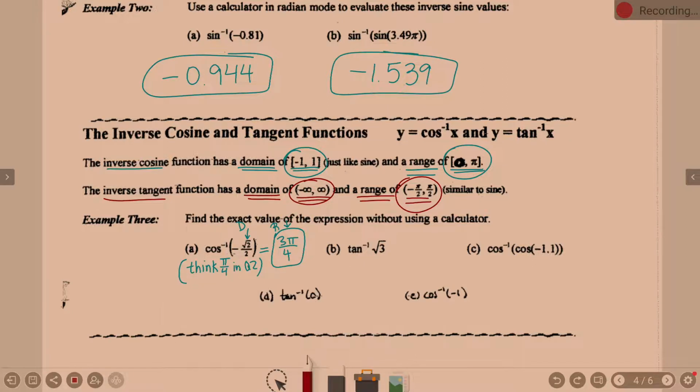Okay, let's try B. Tangent inverse of square root of 3. First of all, is my domain good? It's tangent inverse, and the domain of tangent inverse is anything. So yeah, my domain's good. At what angle does tangent equal square root of 3? Pi over 3. Okay. Use that chart, right?